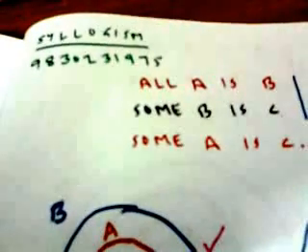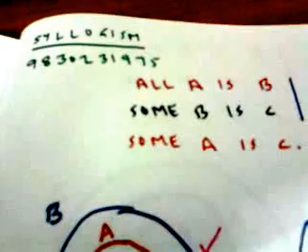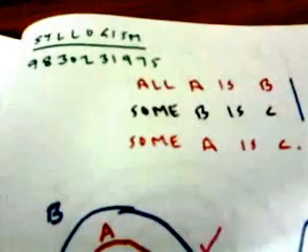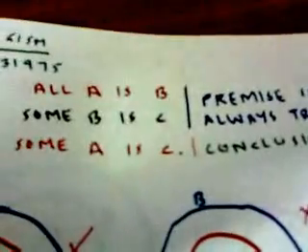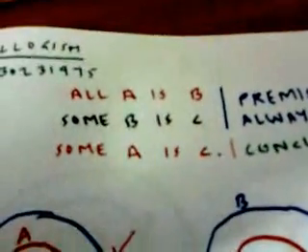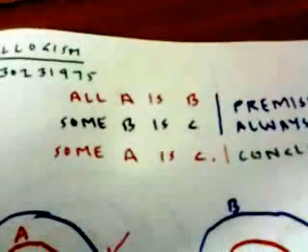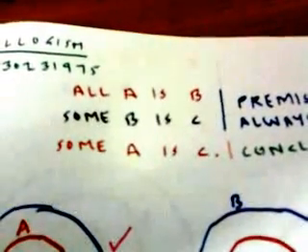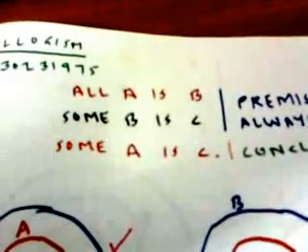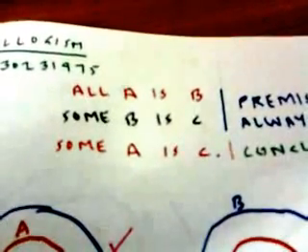Hi friends, today we will do basic syllogisms and some very fundamental rules of syllogisms. Syllogisms usually have three terms. For example, here we have a syllogism. All A is B, some B is C, some A is C. So we see there are three terms, A, B and C.